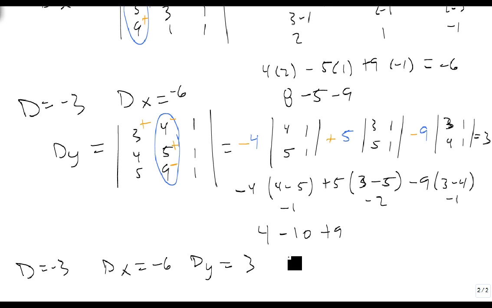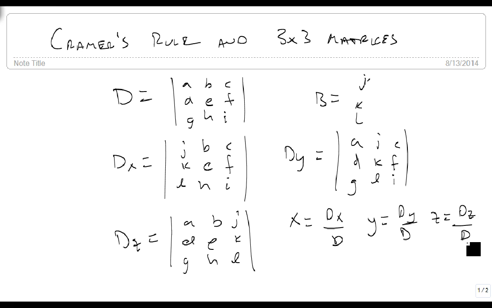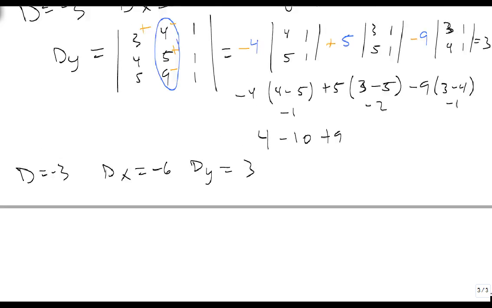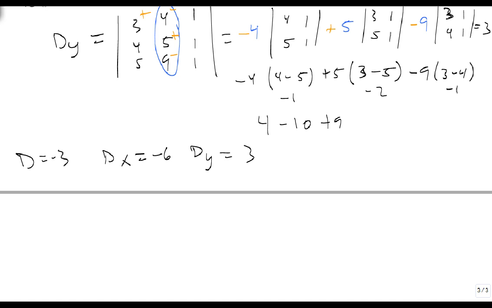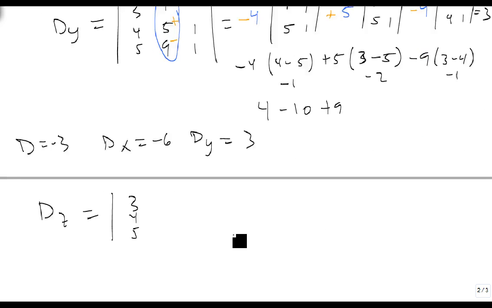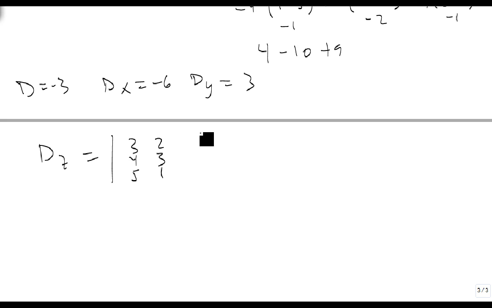And I'm rewriting these just because we're going to keep moving, and I still want to know what they are. Well, now we need Dz, which has the first row the same, the second row the same, so 2, 3, 1, but it replaces the last column with 4, 5, 9. And I'm still going to keep that column, but now it goes plus, minus, plus, minus, plus. So this is going to be equal to a positive 4 times the matrix 4, 3, 5, 1.